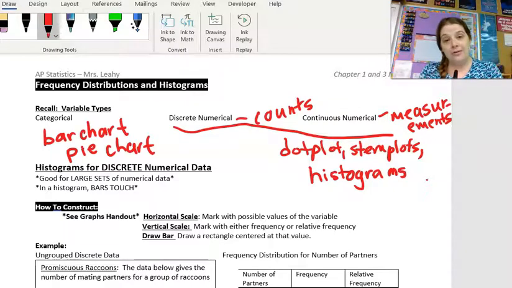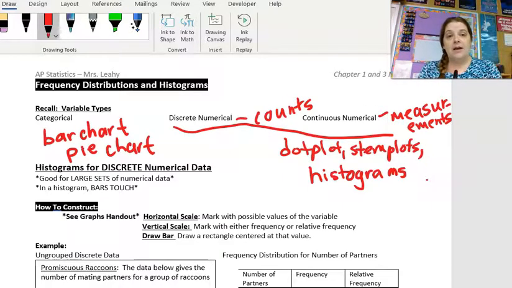If you have numerical data, either discrete numerical data, which is a count, or continuous numerical data, which are measurements, you can make a dot plot, a stem plot, or a histogram. When you talk about numerical data, you're going to talk about the SOCS in context, which means you're going to talk about the shape, any outliers, what the center is, mean or median, and what the spread is, which could be range in this first chapter, or it could be interquartile range or standard deviation in future chapters.